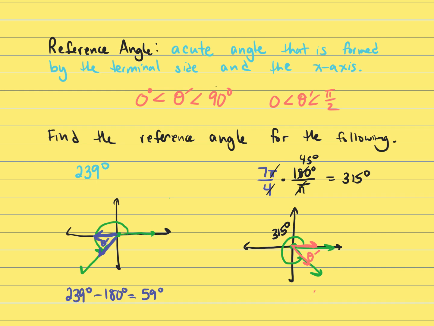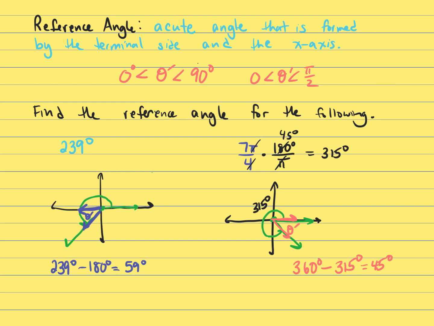Well, in this case, in quadrant 4, we have 360 minus our angle, because 360 would be a full turn, and we back that off, and we get 45 degrees. Now the nice thing about 45 degrees is, since we started in radians, we should put it back to radians. 45 degrees is simply pi over 4.